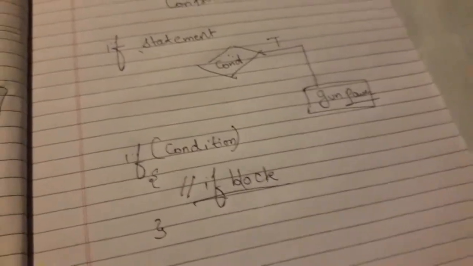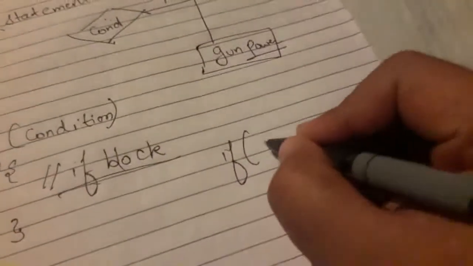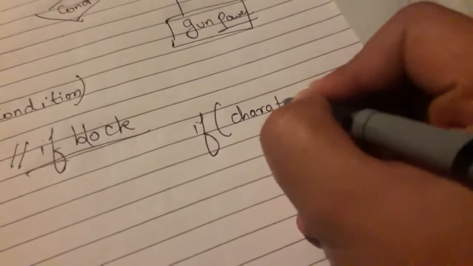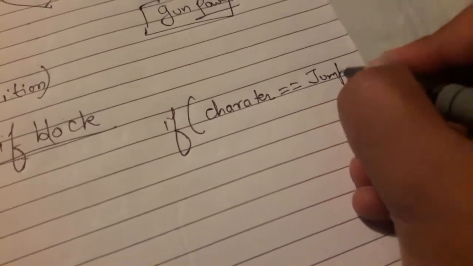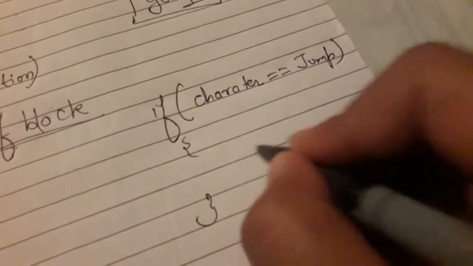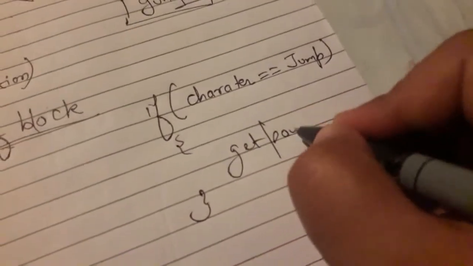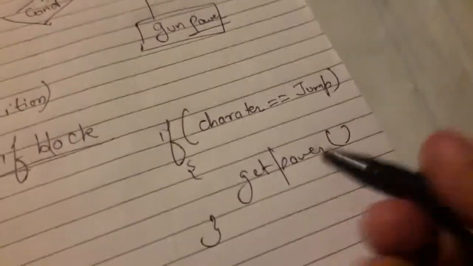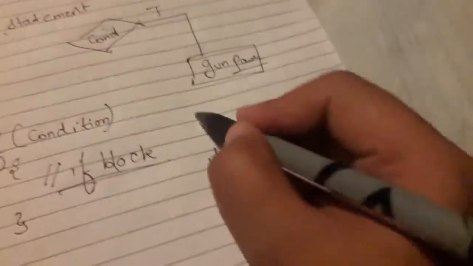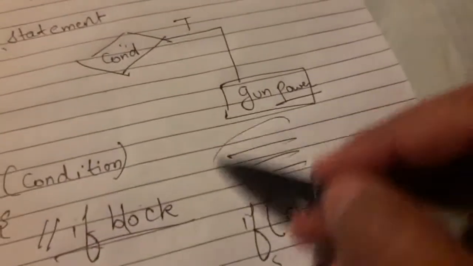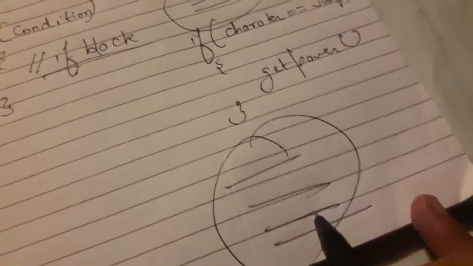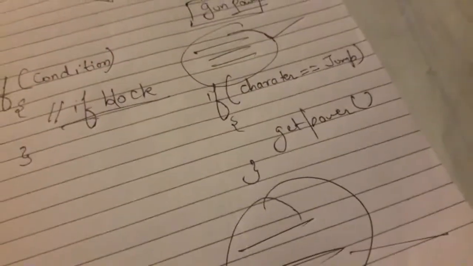If I go with this code and write it in English: if character equal to jump, then get power, otherwise there is nothing else, you never get power. The flow is going on. Whatever code is written above this if will execute, and whatever code is written after the if will execute.